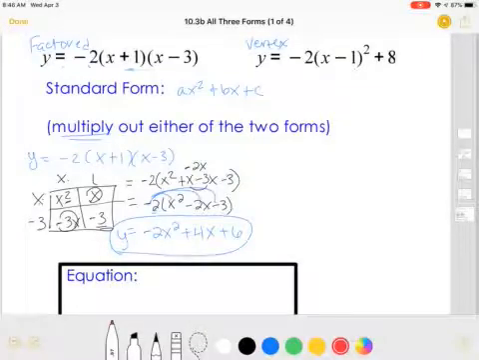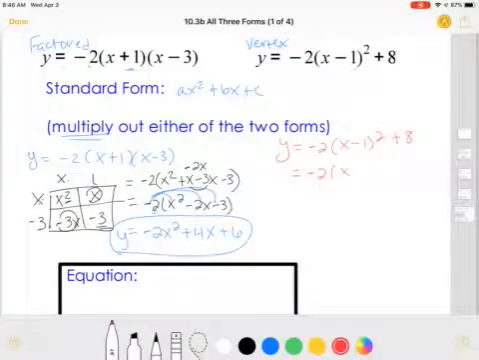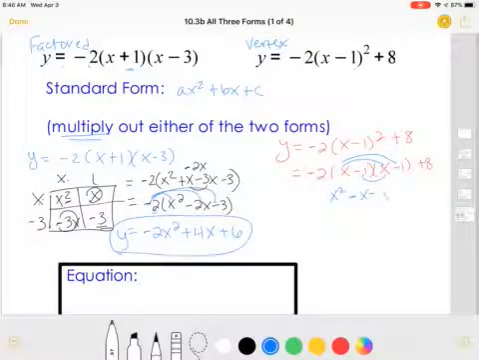Let's try with vertex form, see what happens. y equals negative 2 times (x minus 1) squared plus 8. Well, I could use my box method, or I could use my FOIL method, right? Just use my arrows for distribution. So I'm going to expand this to (x minus 1) times (x minus 1). All right, well, we have x times x, which is x squared, x times negative 1, which is negative x, negative 1 times x, which is negative x, and negative 1 times negative 1, which is positive 1. Remember, all of that is still in parentheses, multiplying all of that by negative 2, and then we're adding 8 here at the end.